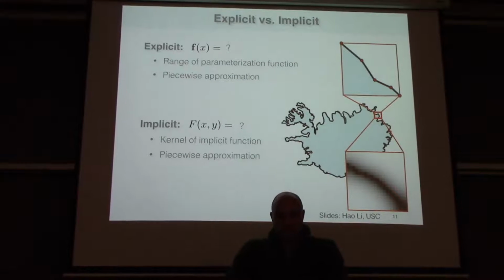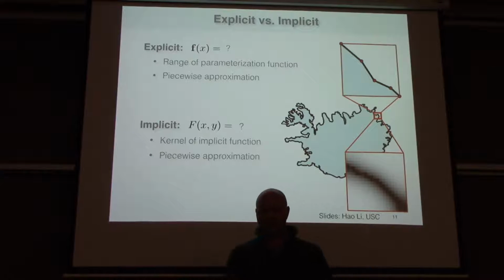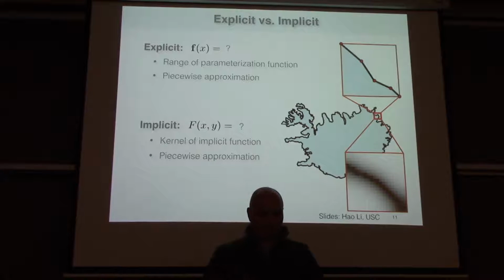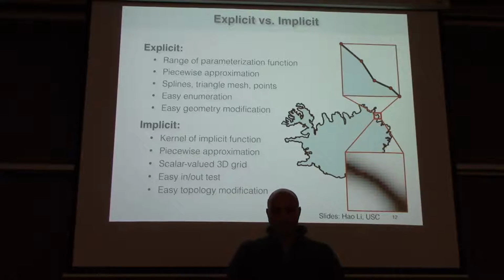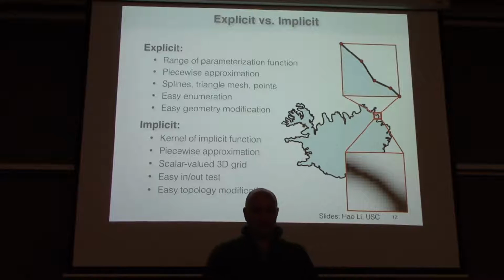And generally the idea is that if it's in vector form, if you have vector graphics with points and vertices, this is an explicit representation. And if you have a scalar field, so raster data, and it's more like an image, then this would be an implicit representation. Both of them are piecewise approximations, just in different ways. The way we represent explicits in 3D are triangle meshes, points, splines, which are really parametric, but they're really still implicit. The advantages of these are that they're easy to enumerate and you can change geometry directly.